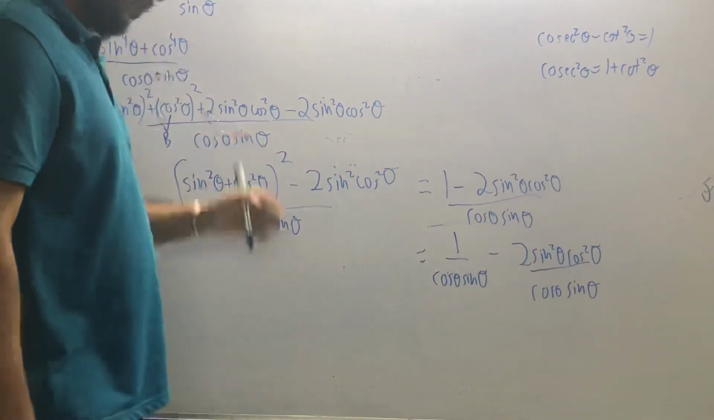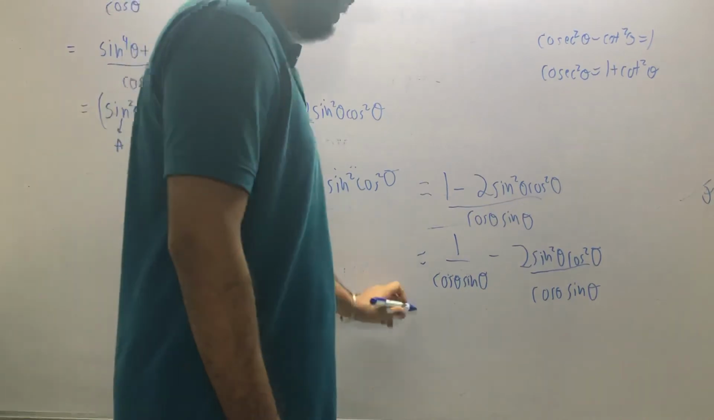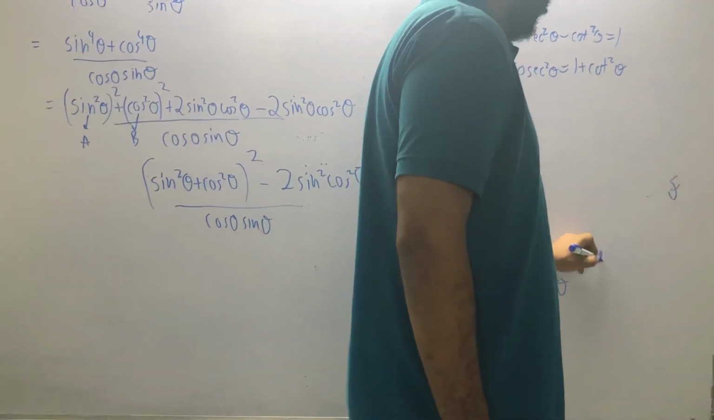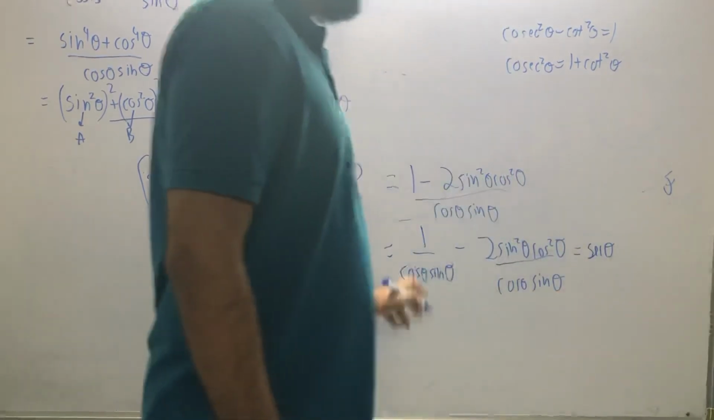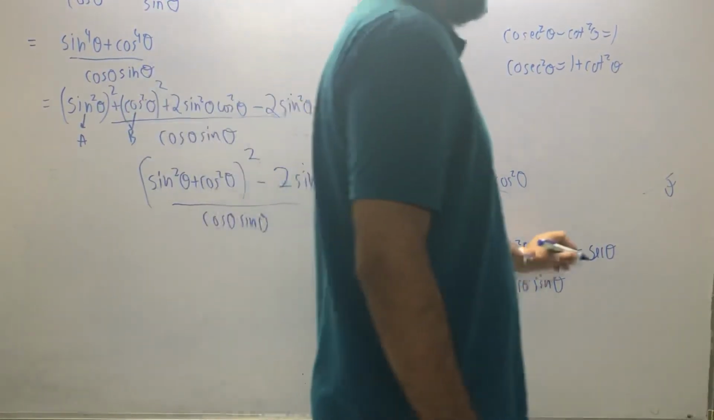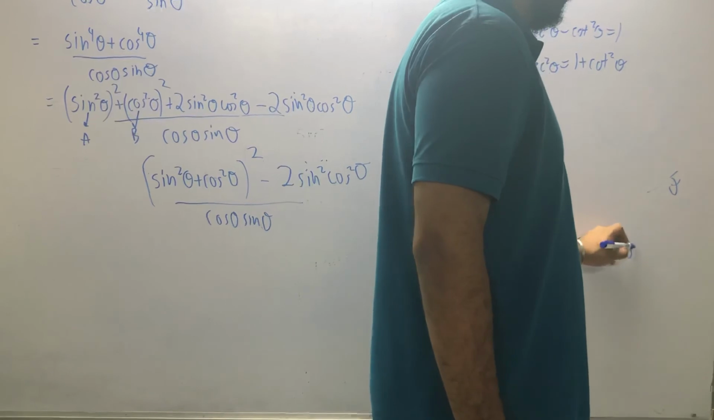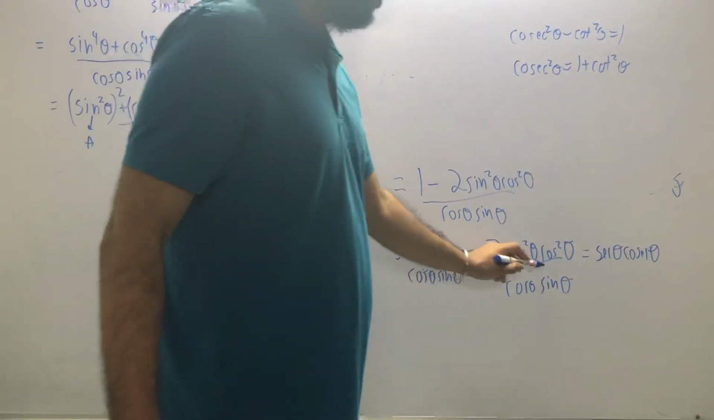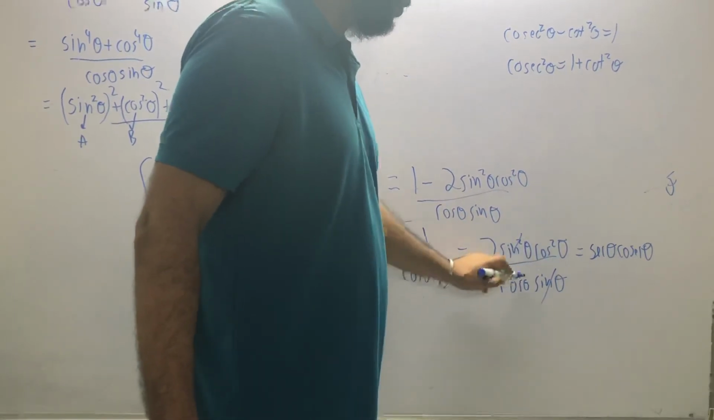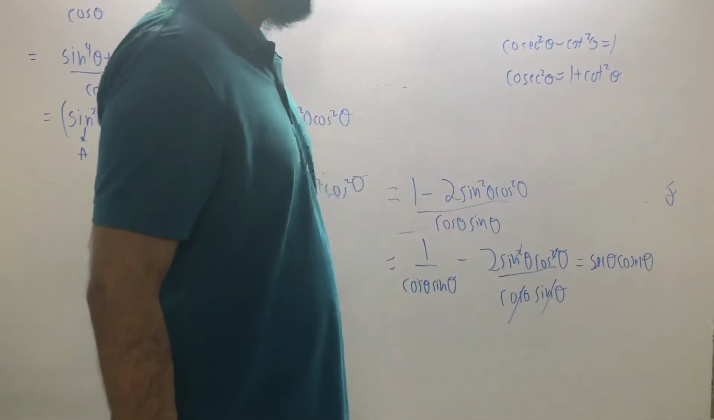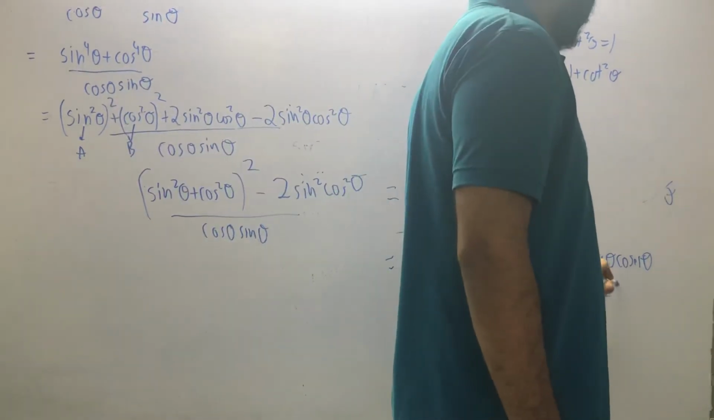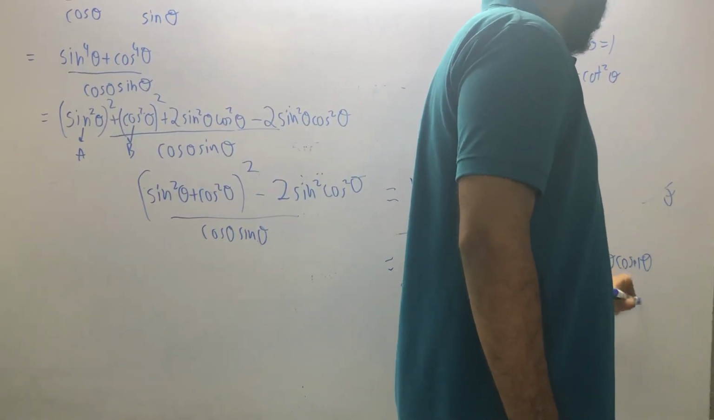Okay. Now what is 1 upon cos theta? 1 upon cos theta is sec theta. 1 upon sin theta is what? Cosec theta. Okay. Now look carefully at this one. Sin theta and square cancel. Cos theta and square cancel. Okay. So what you will get? Minus 2 sin theta cos theta.